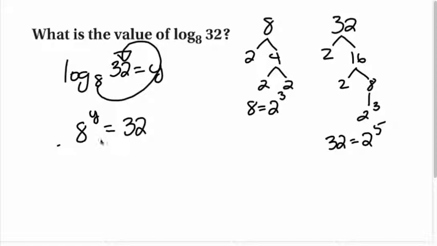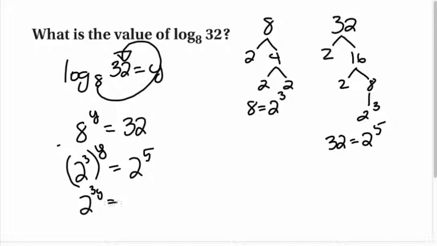So now I'm going to rewrite my bases as 2 to an exponent. So this is really 2 to the 3rd power to the y. I replaced 8 with 2 cubed. And 32 is really 2 to the 5th. So I'm going to put 2 to the 5th here. Now I'm going to multiply these two exponents so I can get rid of these parentheses. This is 2 to the 3y equals 2 to the 5th.